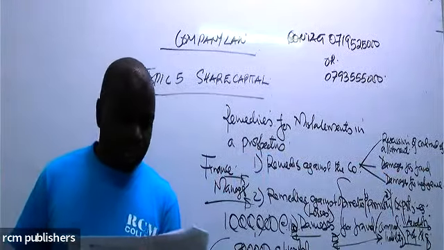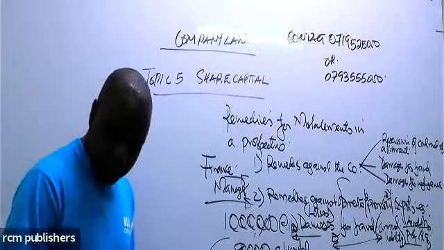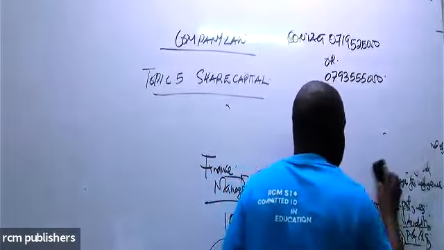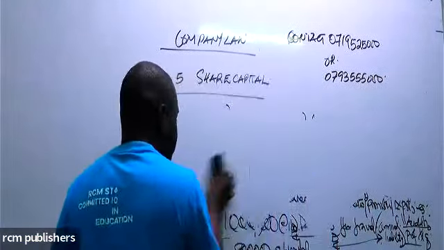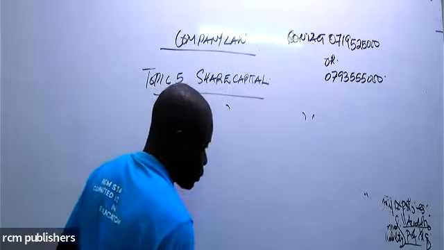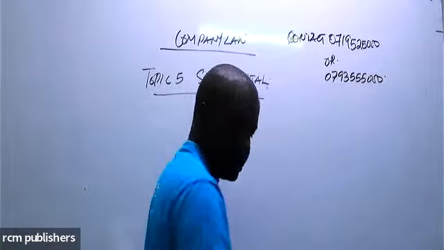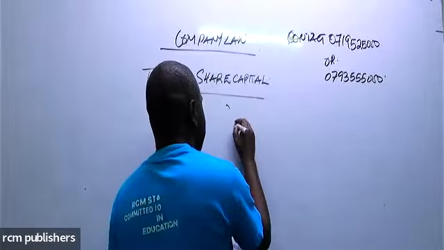So there are rules governing application. I want us first of all to look at methods of issue of shares. So how do you issue shares? Which approach can you utilize in having to issue the shares? So methods of issue of shares.